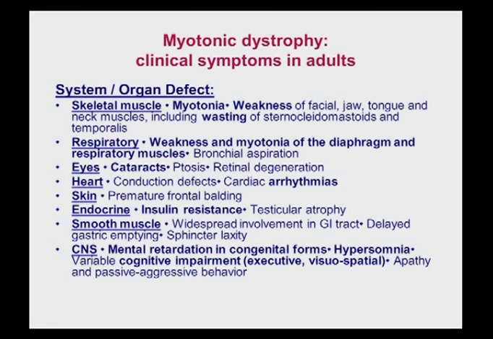There is a congenital form of myotonic dystrophy which is associated with frank mental retardation, but most people with myotonic dystrophy do not have cognitive impairment, particularly early in life. It seems to be more of a neurodegenerative-like process, with the cognitive impairment coming on later.